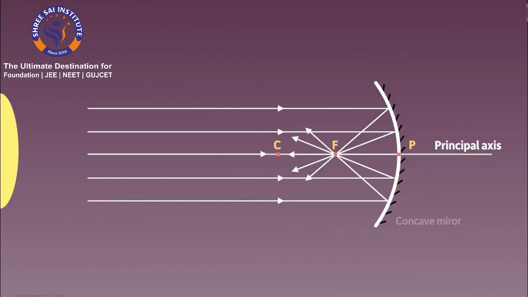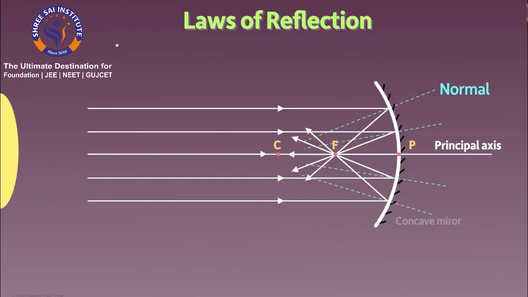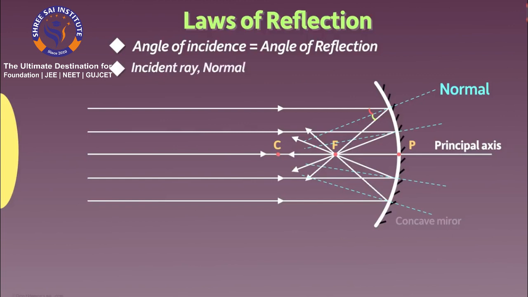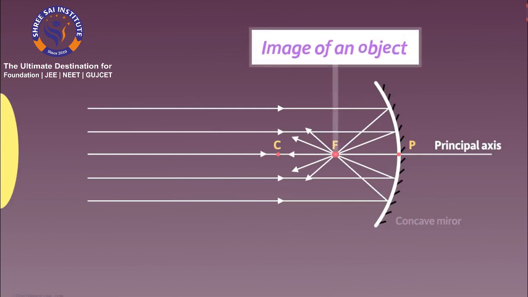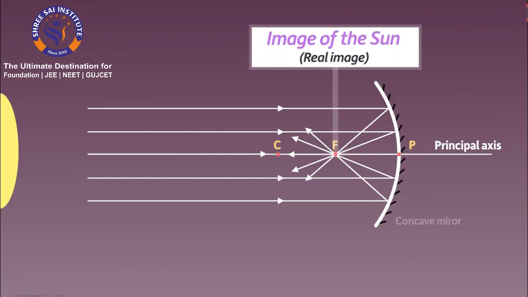We know that all the rays of light after being incident on any surface will follow the laws of reflection. We see that after reflection, each ray is indeed following those laws. Angle of incidence is equal to the angle of reflection. And all the three lie in the same plane. Where are they going after reflection? Well, they are all meeting each other at the principal focus. Yes, they are all converging at the principal focus. And this is where the image of an object is formed. Yes, this is an image of the sun and it's a real image.